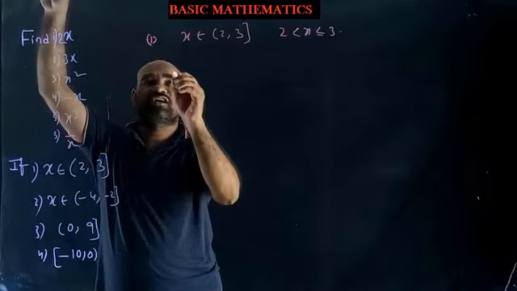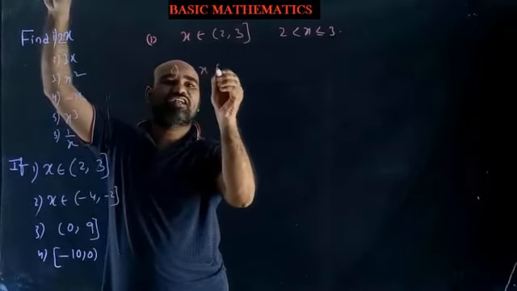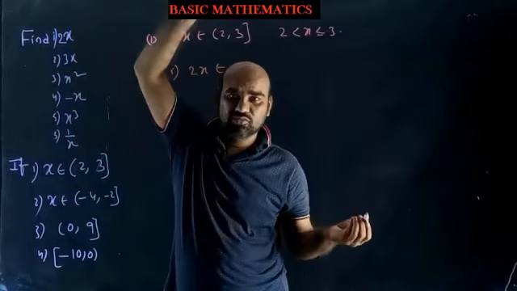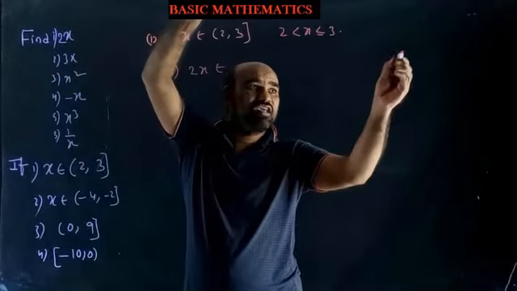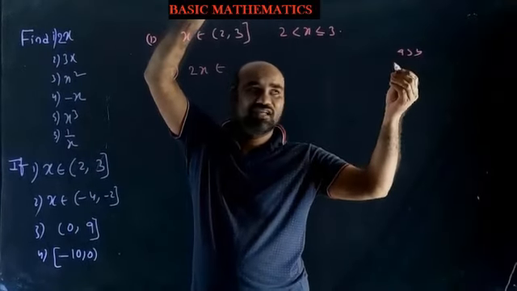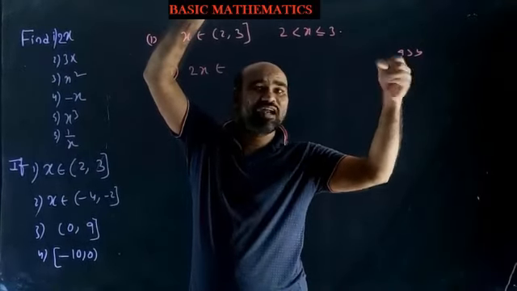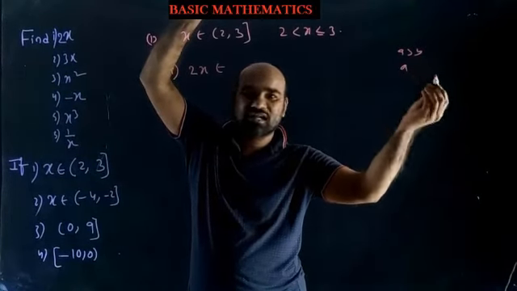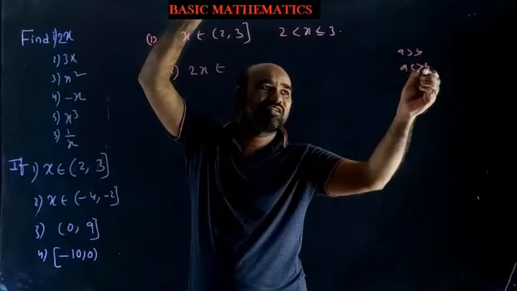First of all, I want 2x. Each element of this set is multiplied by 2. So A is greater than B. If C is multiplied on either side, which is positive, the inequality won't alter. So I can say that AC is greater than BC.